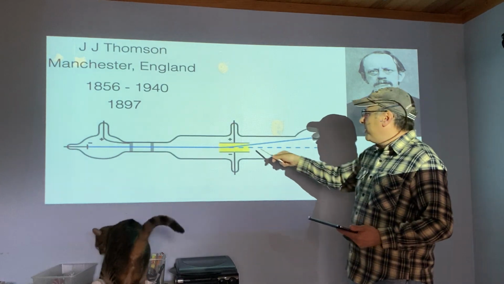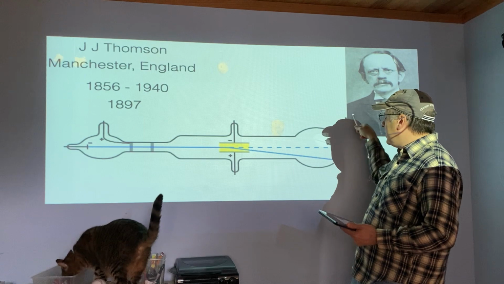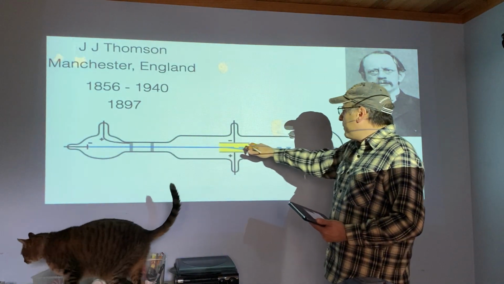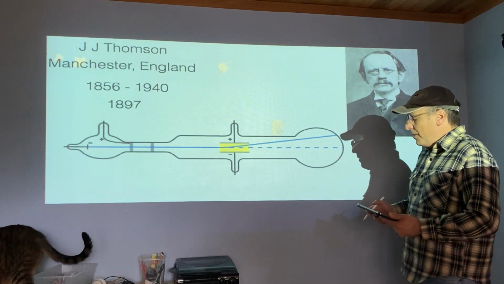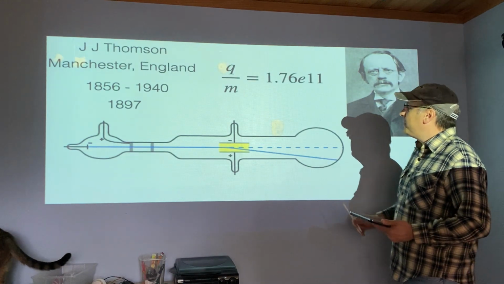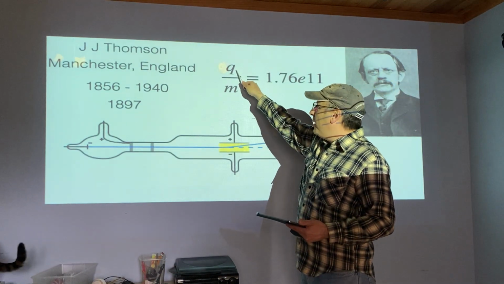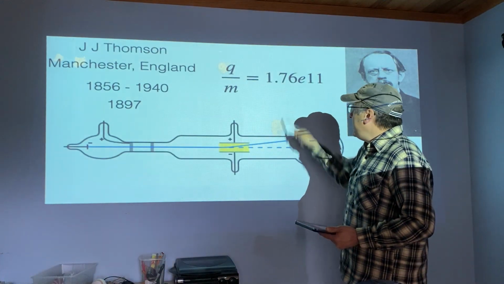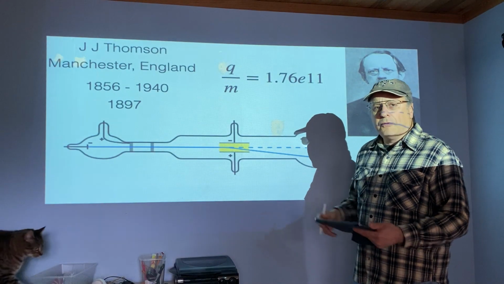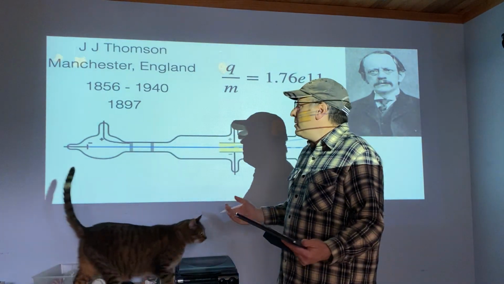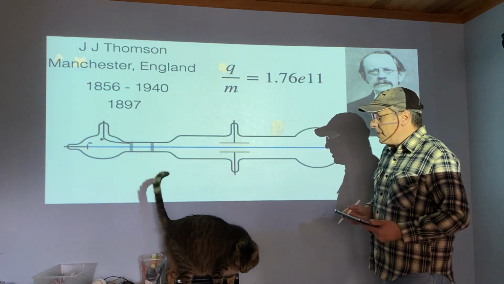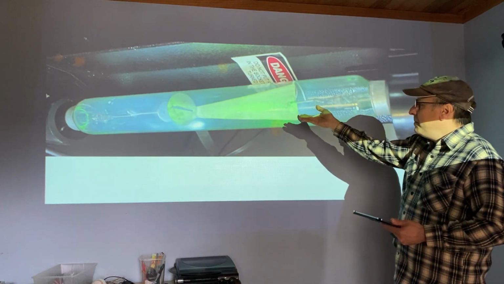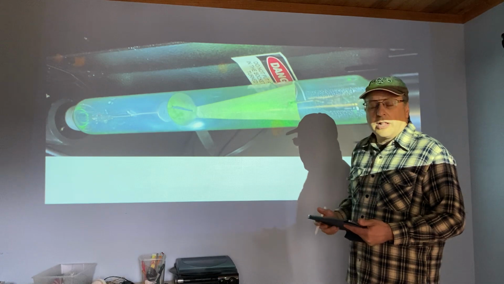And depending on the strength of the electric and magnetic field, he could deflect it up, he could deflect it down, or he could have it travel straight through. From this, what he was able to determine is the ratio of the charge to the mass of this beam. And he got this number. He really didn't know what all this meant, but it's going to become an important ratio later on. We saw this beam and this process in our classroom.